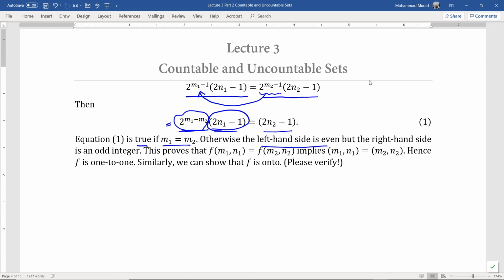So it's an even number, whereas the right-hand side is an odd integer. So they cannot be equal. So we must have m1 equals m2. And for that case, this factor would be 2 to the 0. And we would have an odd integer in the left-hand side, as in the right-hand side.